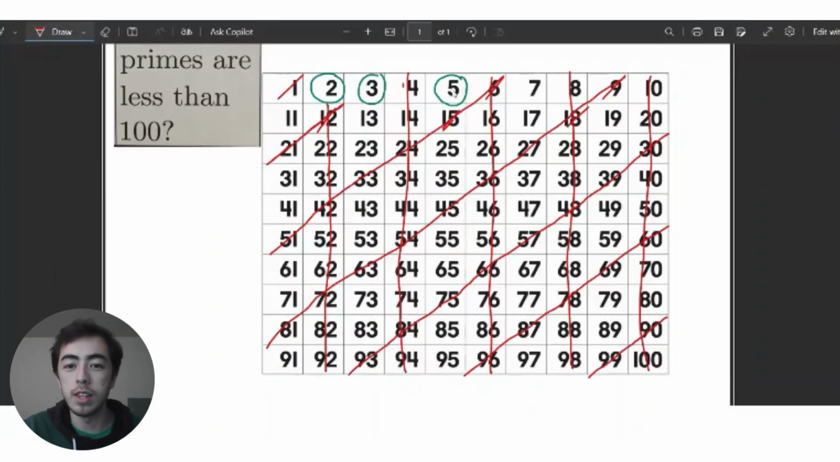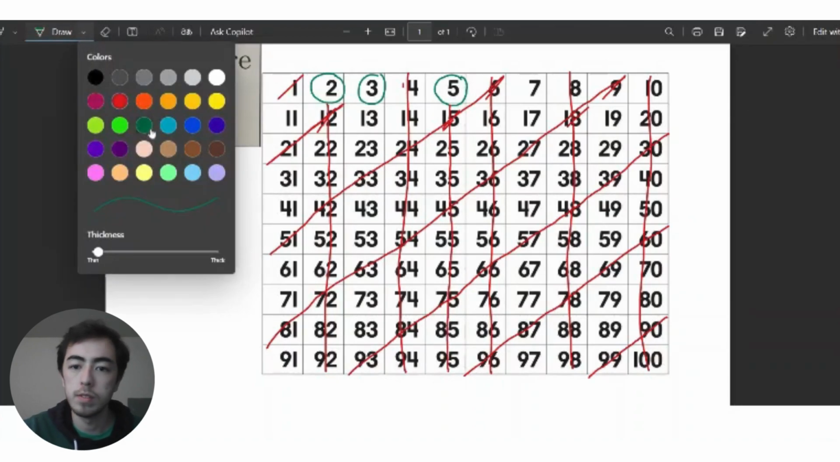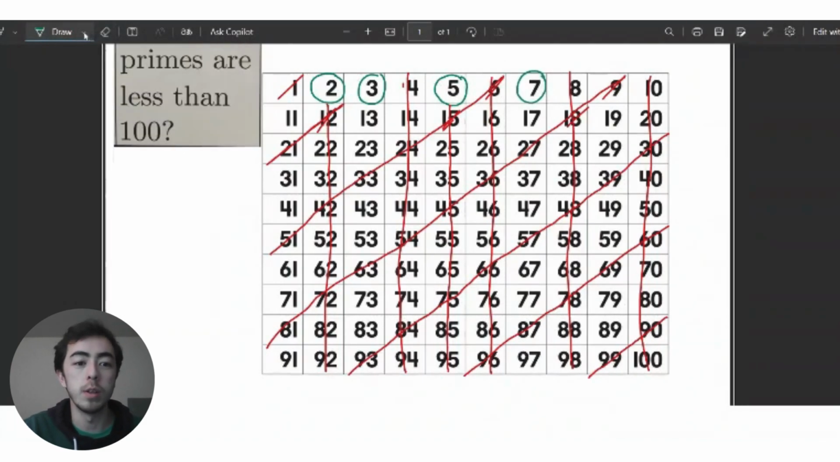Well, it's really anything ending in a 5 or a 0, but I already covered all the 10s when I crossed them out for the 2s. So it's only this column that I'll have to worry about for my multiples of 5. Now 7 is the next smallest number that wasn't crossed out earlier, so it's the next prime.